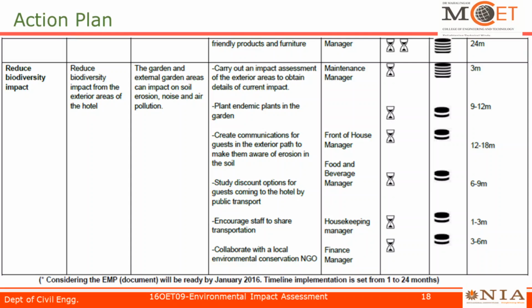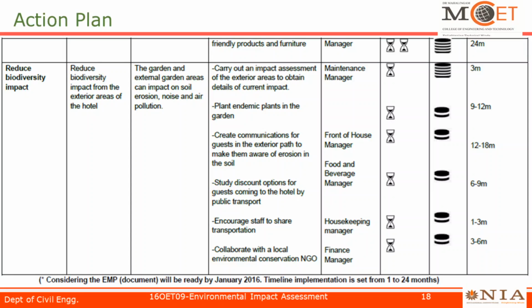So who is responsible for that? How many staff are required? What is the cost and what is the timeline? Right, I hope you get an idea of what the action plan is. We have seen the causes and the problems that the hotel was facing in terms of water, energy, supply chain management, biodiversity, and waste management, and they have come up with some action plans.